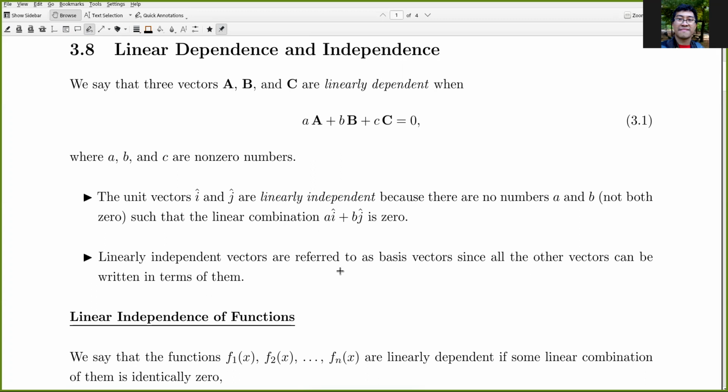Independent vectors are referred to as basis vectors since all the other vectors can be written in terms of them. So for example, i and j being linearly independent, any vector on the xy plane can be written as a linear combination of i and j. So any vector can be written as a sum of ai and bj, with a and b being specific for that vector.